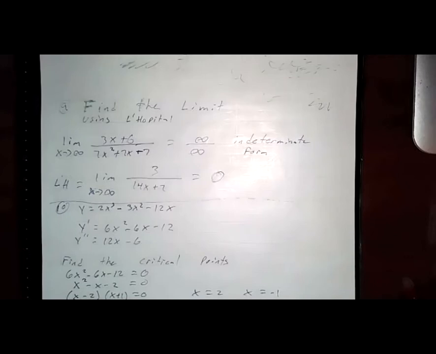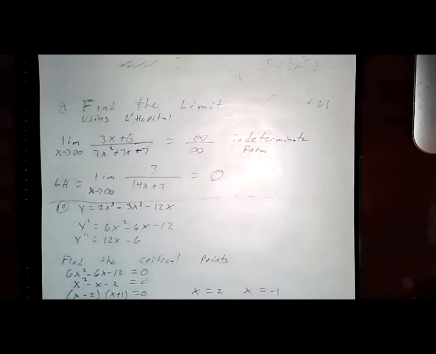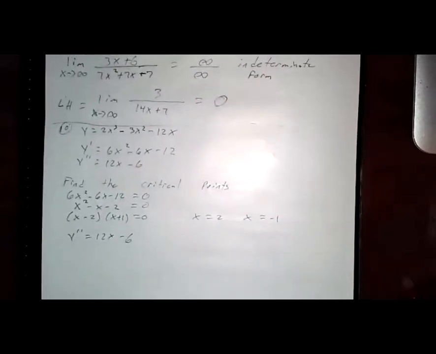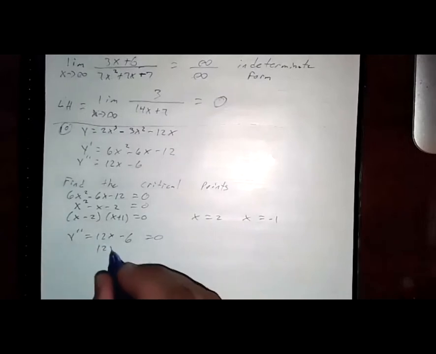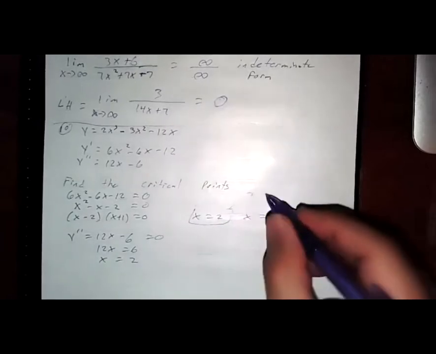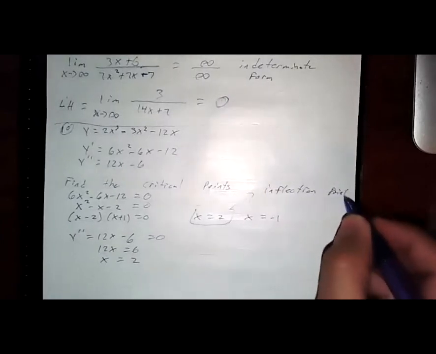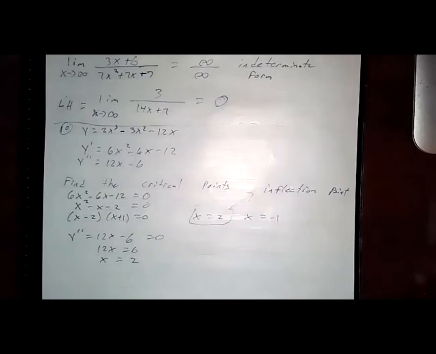Inflection points, you set the second derivative equal to 0. Could you scroll your paper down just a little bit? Thank you. So this would be 12x equal to 6, x equals 2. So it looks like this guy is an inflection. Negative 1 is probably the extrema.